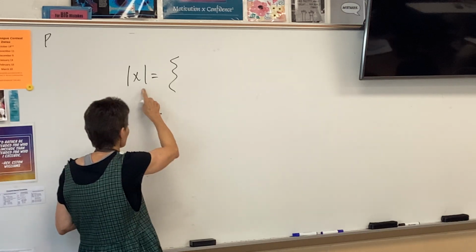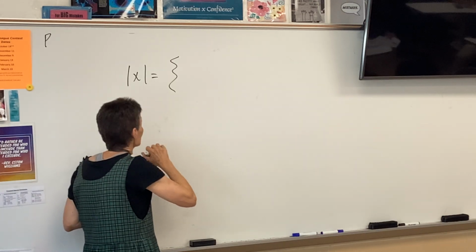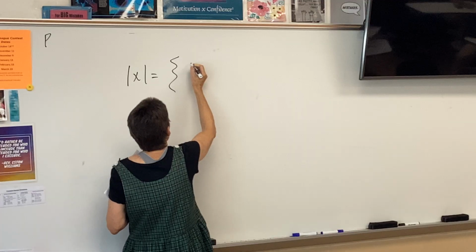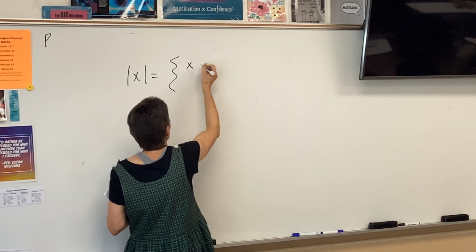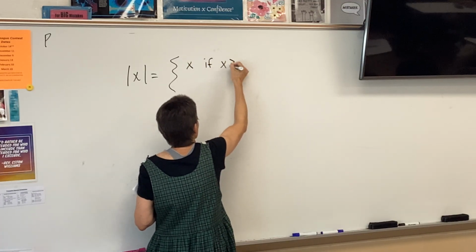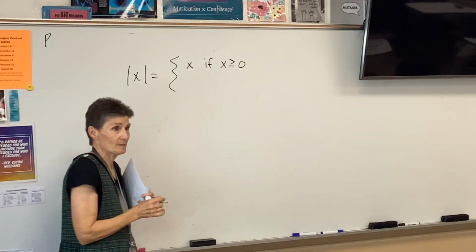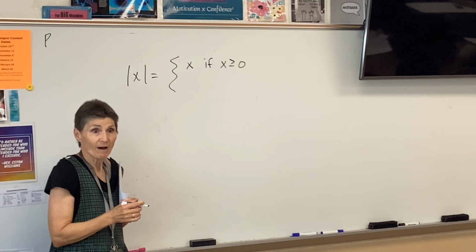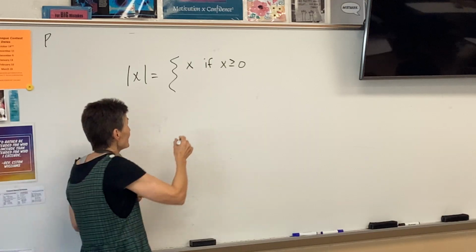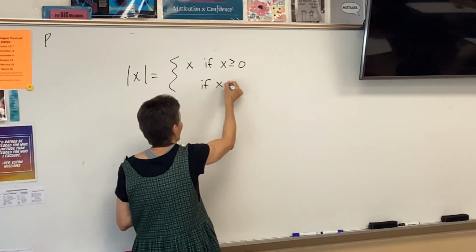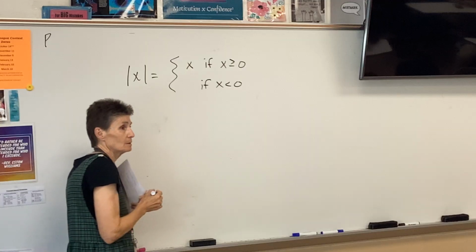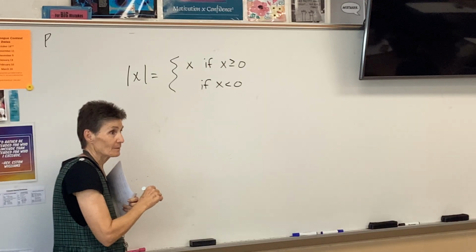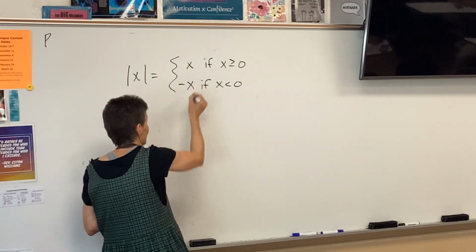When you take the absolute value of something, it is just itself if it's a number bigger than or equal to 0. Does that make sense to you? The absolute value of 5 is 5. But what if the number is less than 0? It's the opposite of itself.